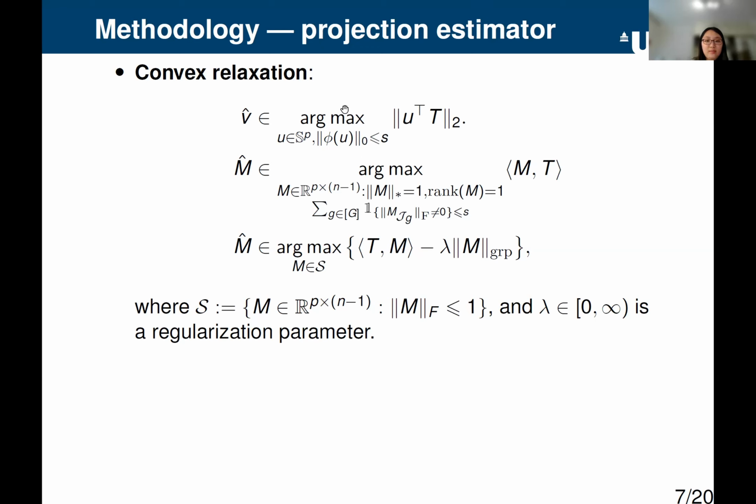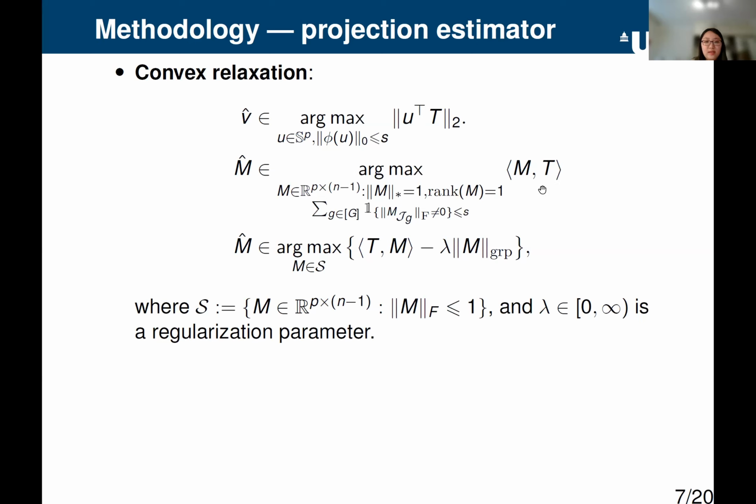And we note that the maximum of the L2 norm of U transpose T can be written as the maximum of U transpose T W, where W is an n-dimensional unit vector. And then the maximum of U transpose T W can be written as the maximum of the trace of T W U transpose. And the trace of T W U transpose can be written as the inner product of U W transpose with T. And then we write U W transpose as the matrix M. So then the problem can also be expressed in this way.